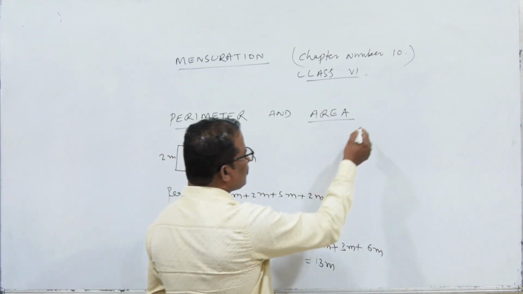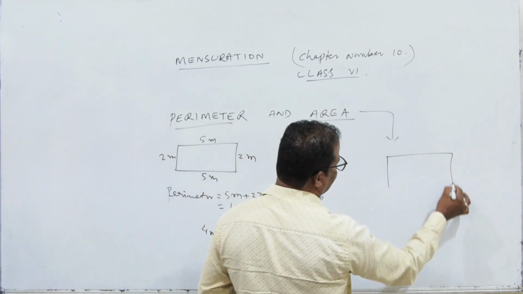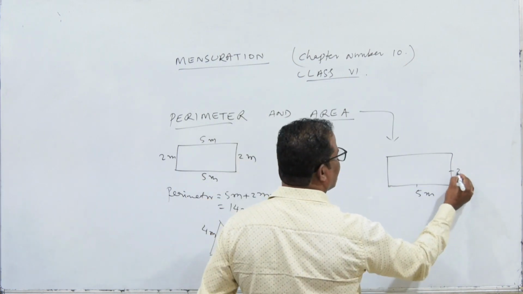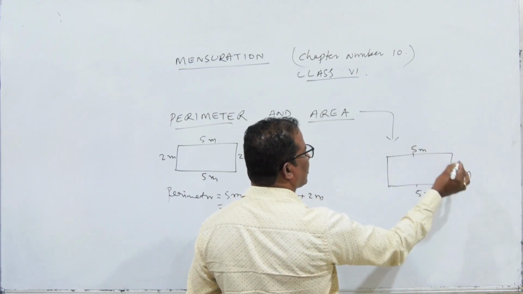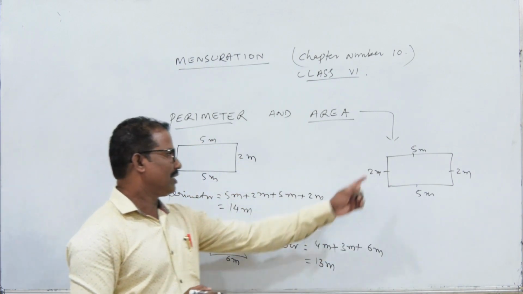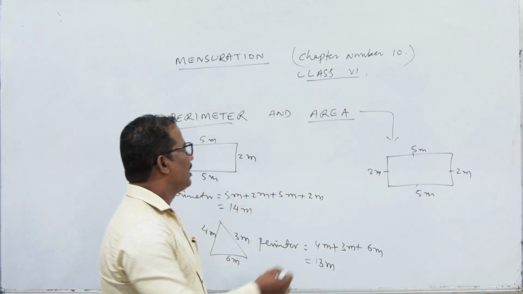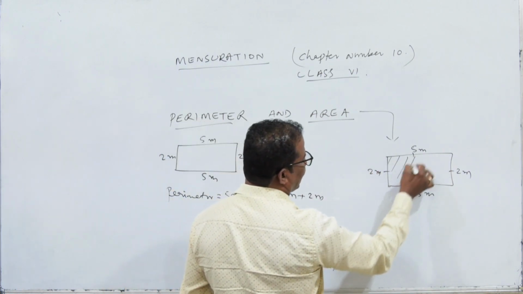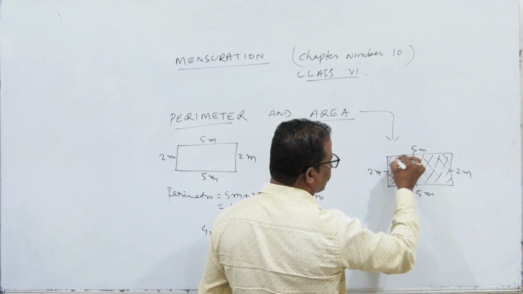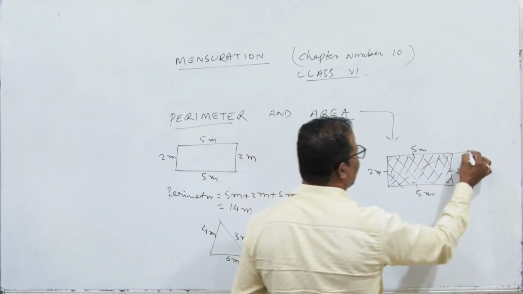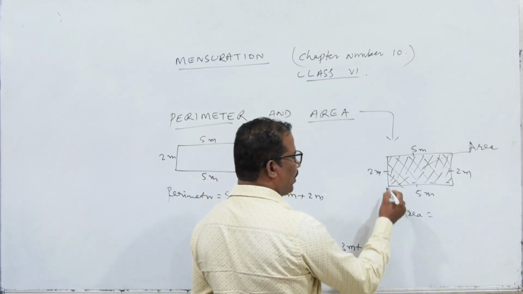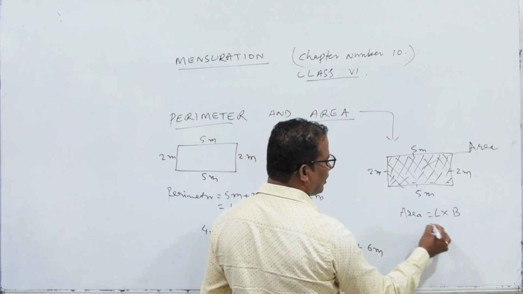Now what is area? Suppose it is a rectangle, its length 5 meter, then breadth 2 meter. So this is the figure called a rectangle whose dimensions are 5 meter and 2 meter. Area means how much space is occupied by this rectangle. The total space is called the area, and this will be obtained by multiplying the length and breadth.